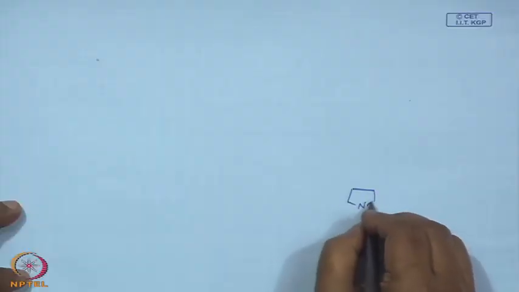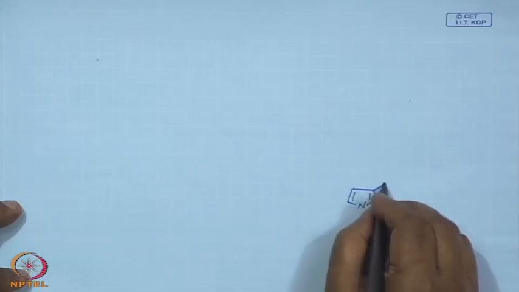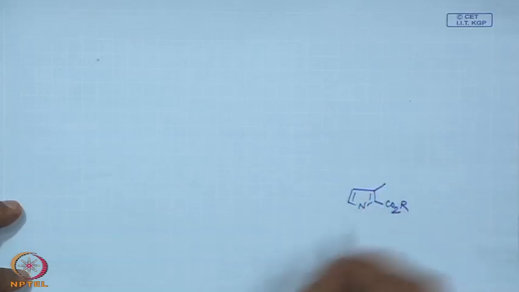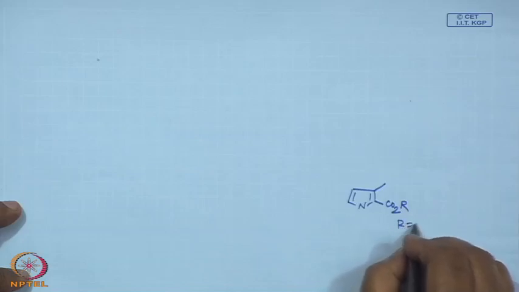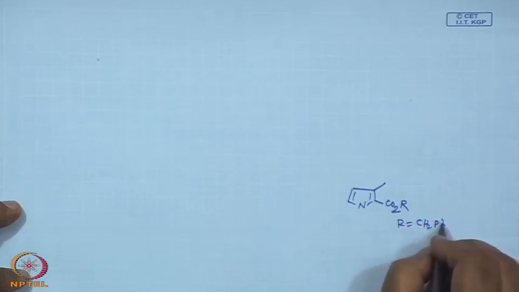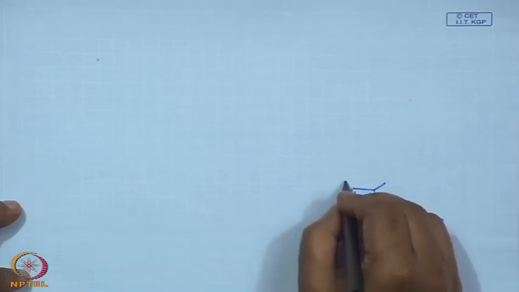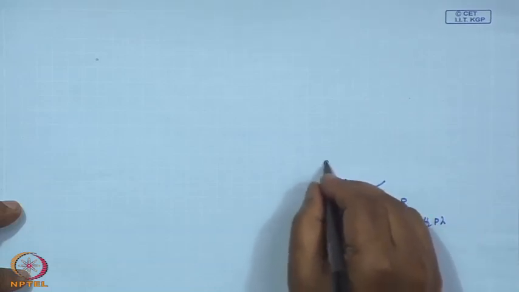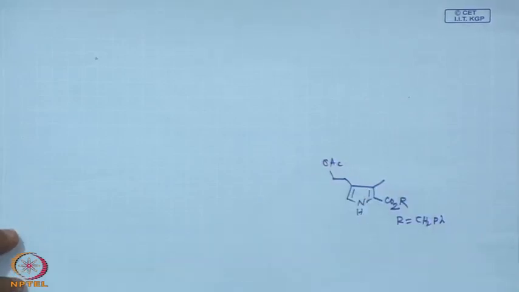in this case the target molecule is once again a pyrrole here, then I will write simply R, in which R equals benzyl in this particular example, and you have 2 carbon and acetate here let us say.